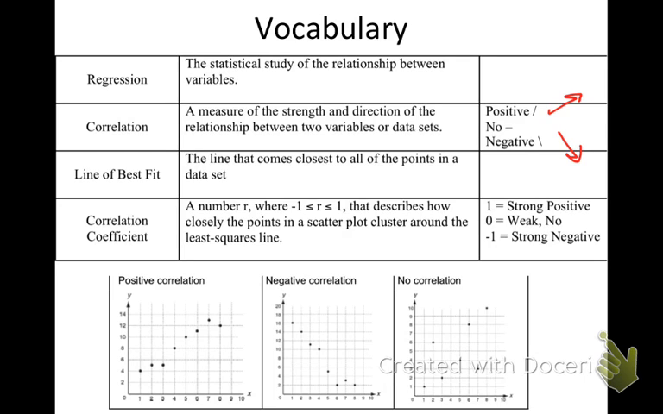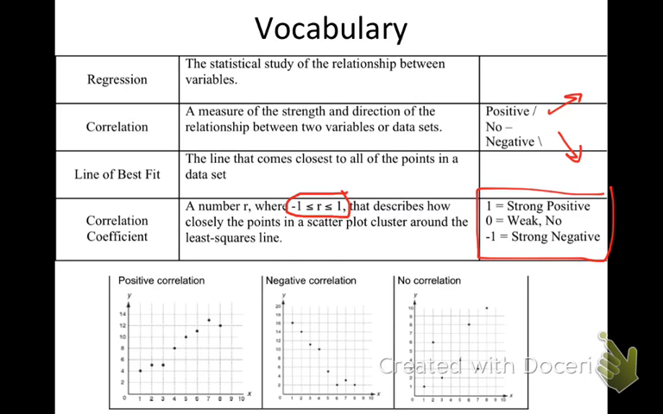But correlation coefficient, a number r, where negative 1 is less than or equal to r, which is less than or equal to 1. Basically, my correlation coefficient will always be between negative 1 and 1. It's 1 if it's really strong positive, and it's negative 1 if it's strong negative, and it's 0 if it's weak. And then I have my correlations.